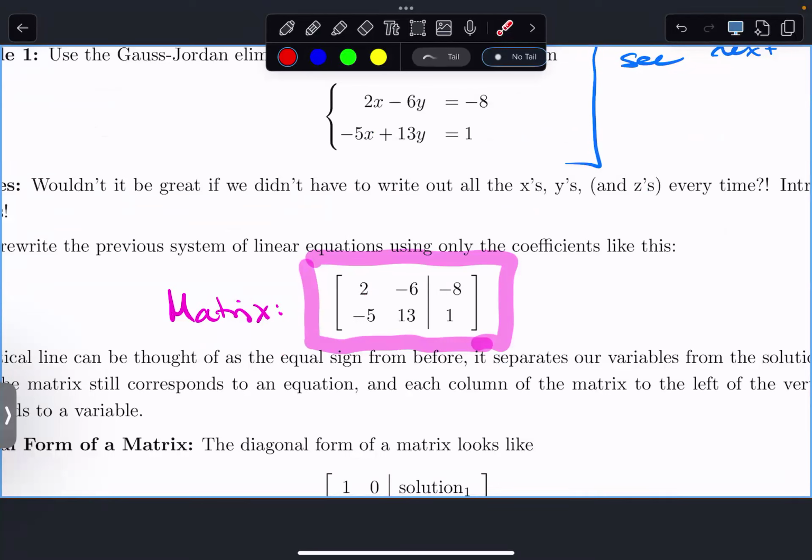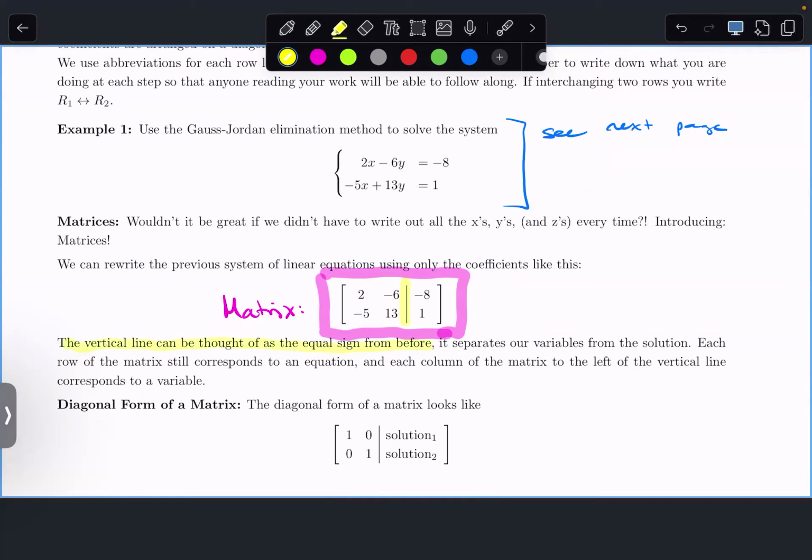Because notice when we were subtracting and adding the rows, we were adding and subtracting X's and Y's with each other, obviously, but as long as we've stacked them on top of each other, that kind of falls into place. And so we were ignoring the X's, which is what matrices do anyways. And so we can just write our coefficients like this. So 2, -6, -5, 13, and then -8 and 1. Now, this vertical line can be thought of as the equal sign from before.